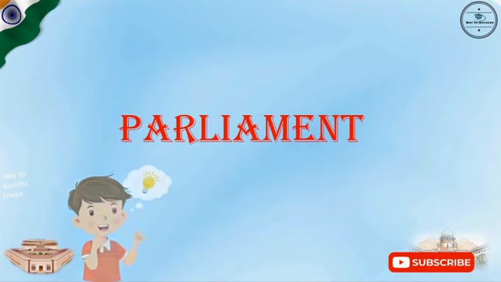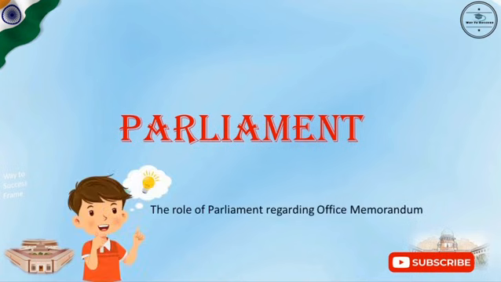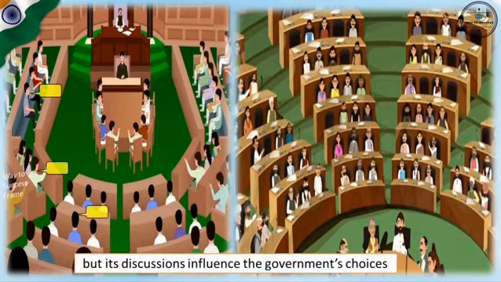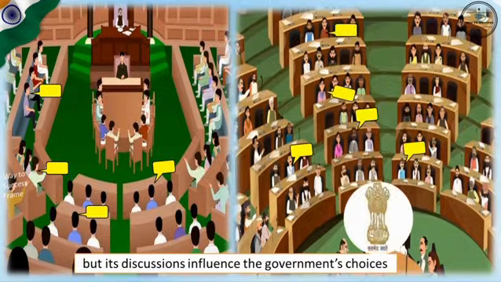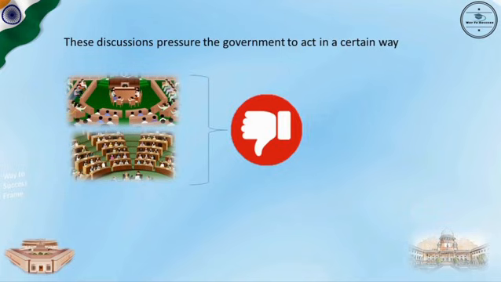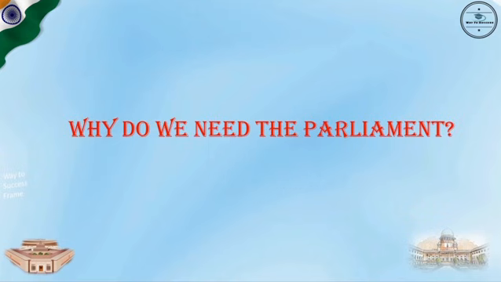Parliament. Do you remember the role of Parliament regarding the office memorandum? Parliament does not take decisions directly, but its discussions influence the government's choices. These discussions pressure the government to act in a certain way. If Parliament opposes a decision, the government cannot implement it. Why do we need the Parliament?